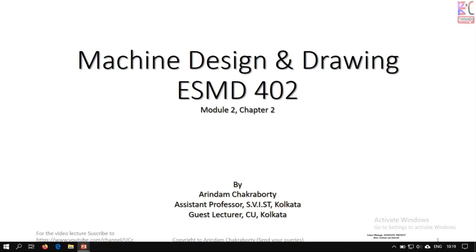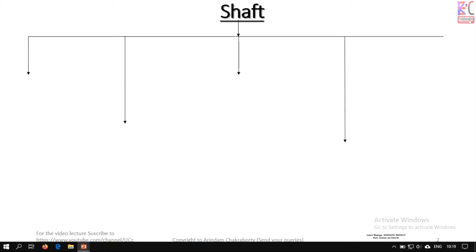So, in today's class, we'll learn about shafts, keys, as well as springs. What are the types of spring? So, let's get started. Now, for shafts, we have to understand how many types there are. There are about 5 types of shafts.